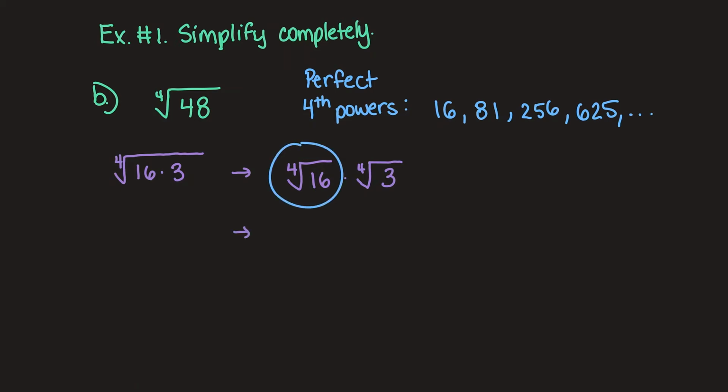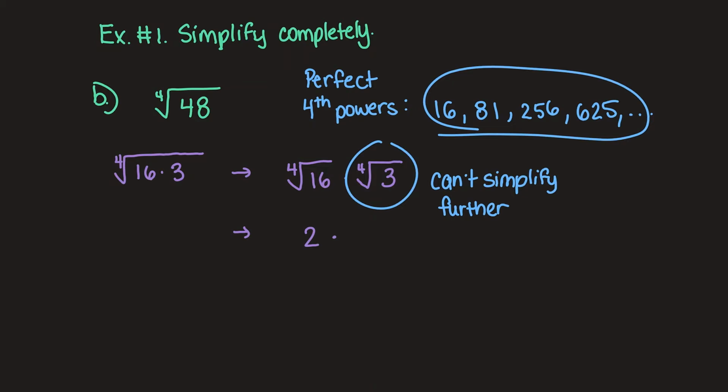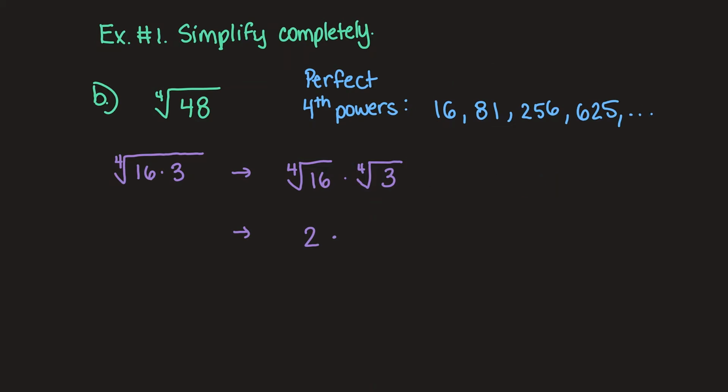The fourth root of 16 is 2, and we can't simplify the fourth root of 3 any further since the radicand does not contain any factors that are perfect fourth powers besides 1. Therefore, the fourth root of 48 simplifies to 2 times the fourth root of 3.